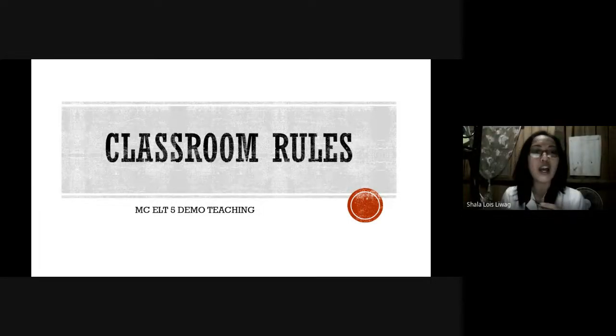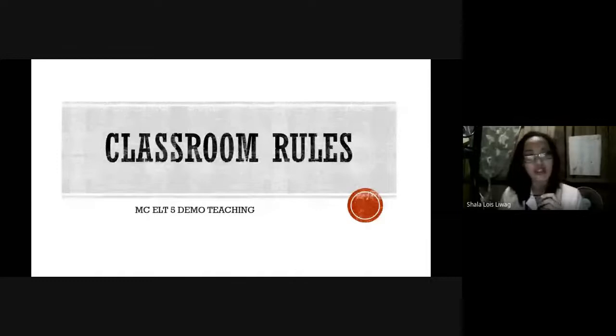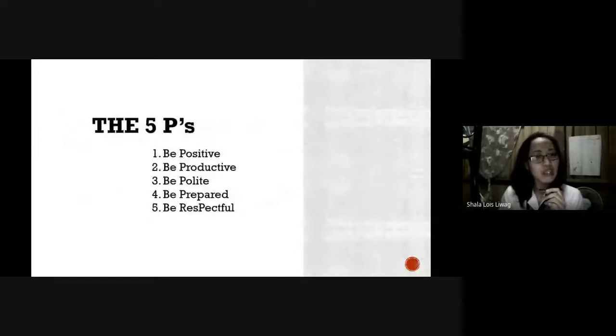Before we begin, I will be presenting the classroom rules to ensure a safe and productive learning environment. We will observe the 5 Ps. Can one student read the 5 Ps? Thank you, Ms. Abion. Be positive, be productive, be polite, be prepared, and be respectful. The 5 Ps are provided to guide the students on how they should and will behave in the class.